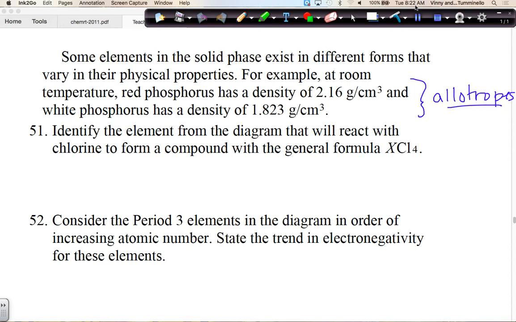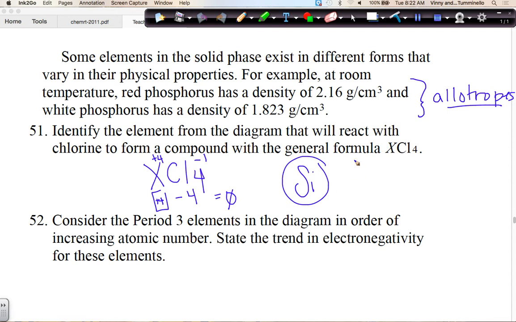Number 51, identify the element from the diagram that will react with chlorine to form a compound with the general formula XCl4. We need to find the oxidation number of X. Filling in the -1 for chlorine gives us a +4 for X. And in the diagram, silicon is the one that has a possibility of a +4 oxidation number. Remember, we find those on the periodic table.